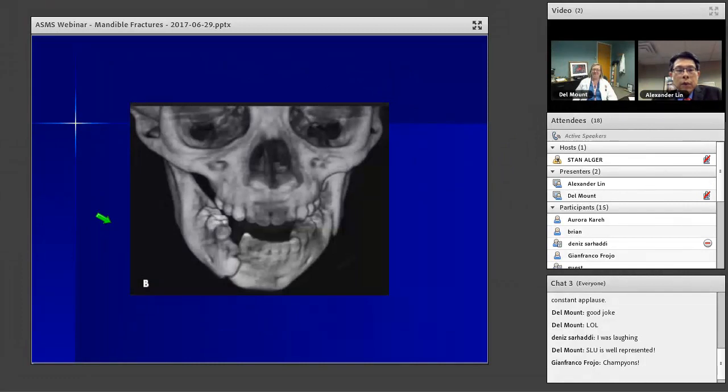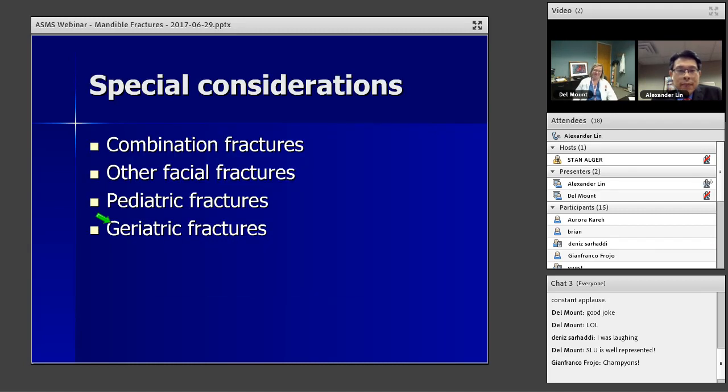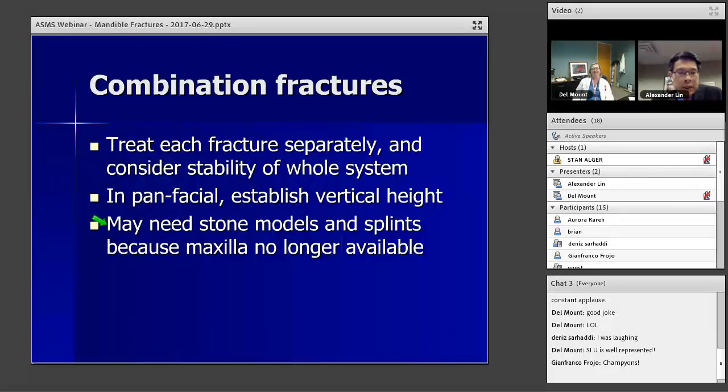Okay. Well, let's just talk about a couple more special scenarios, and then let's do some cases, and so everyone can go to sleep and dream about mandibles. Okay, so some special considerations are combination fractures, multiple mandible fractures, other facial fractures, pediatric fractures, and geriatric fractures.